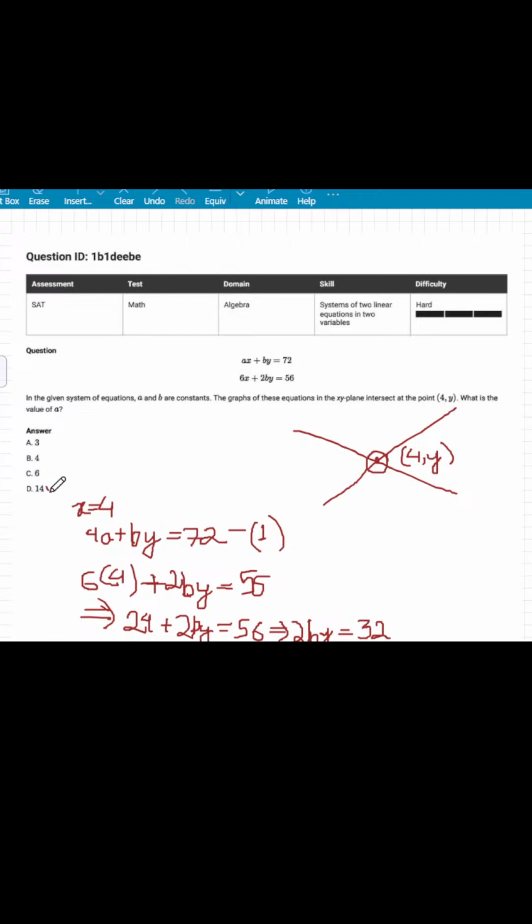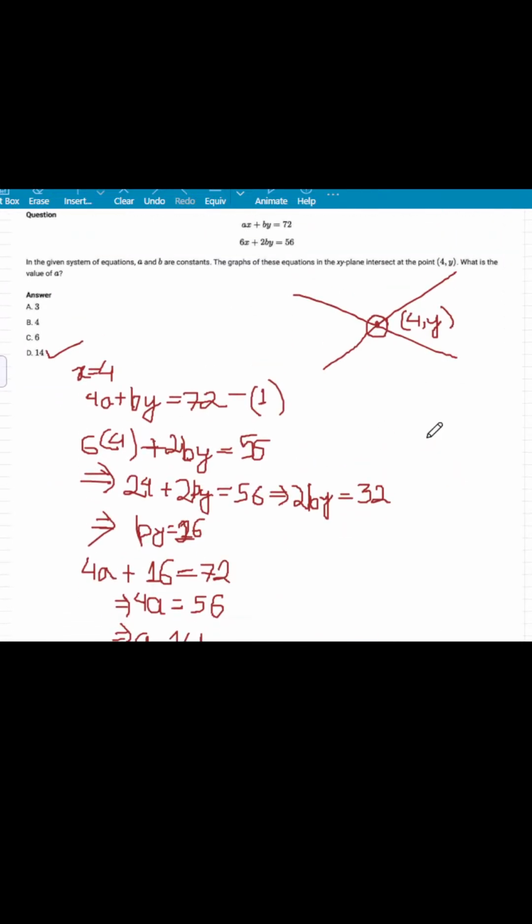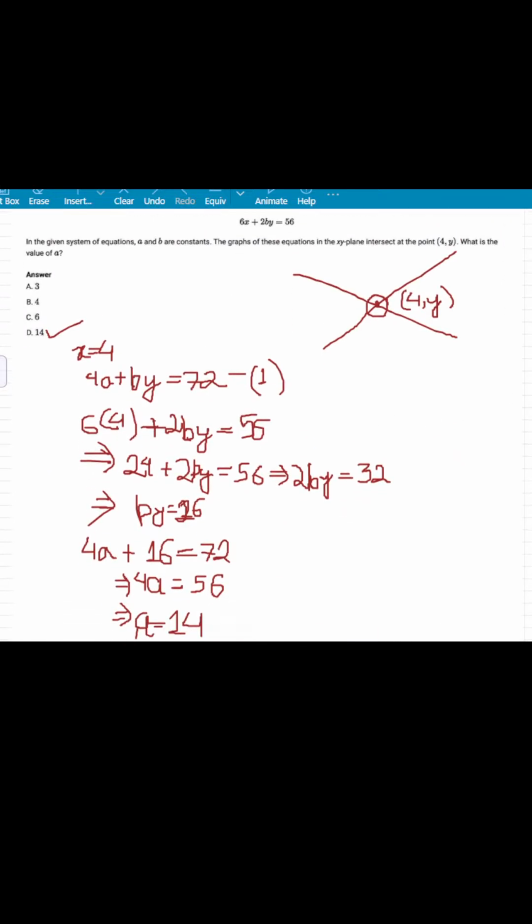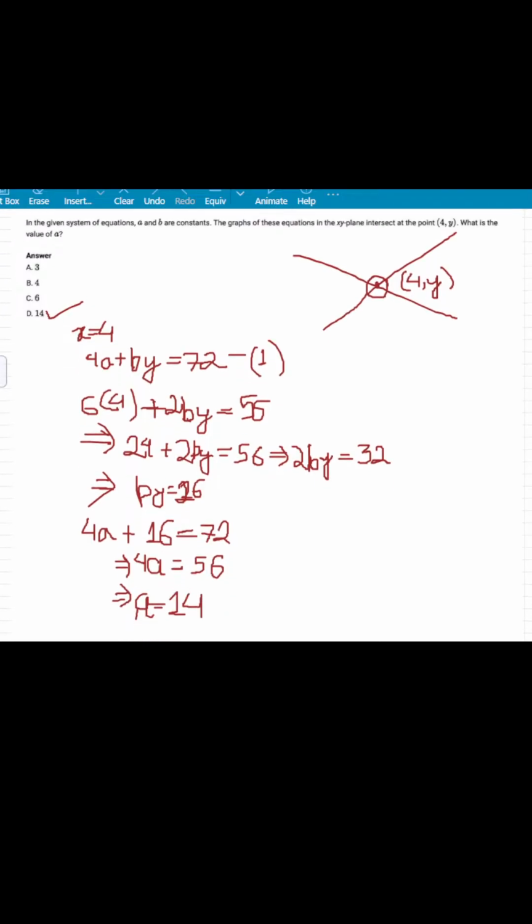So that is option D. This is the correct answer. You can have a look at the solution here. We had to put the value in for both equations, for the two lines, and then we eliminated by from one of the equations by taking the value, and then we were left with a, so we solved the equation to get the value for a.